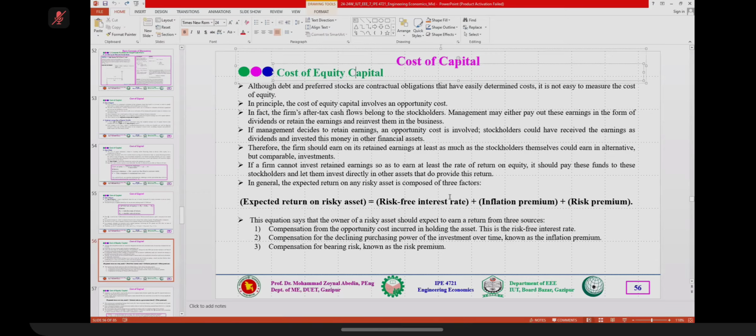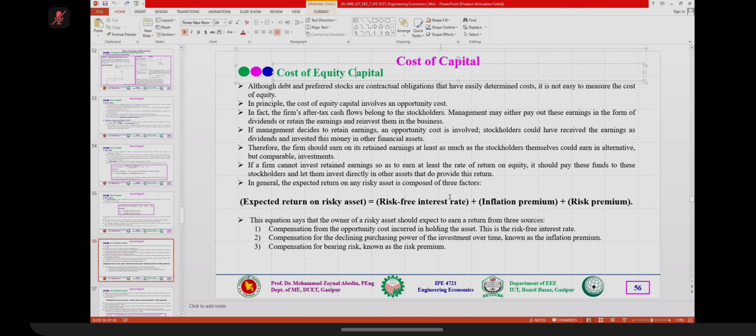You have earned some money in your business. You can distribute this money to your investors. That's one case. In the second case, you may retain your money in the bank. Third case, maybe you can reinvest it in a new business, or you can reinvest these earnings in a similar business or in the existing business. So this is the capital.